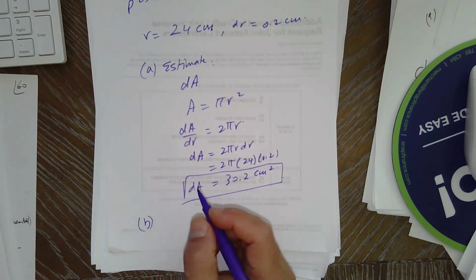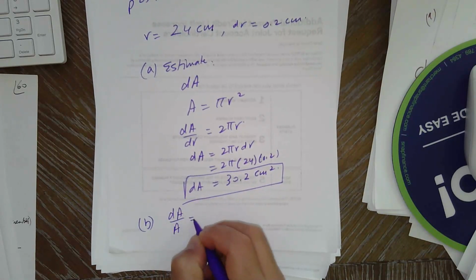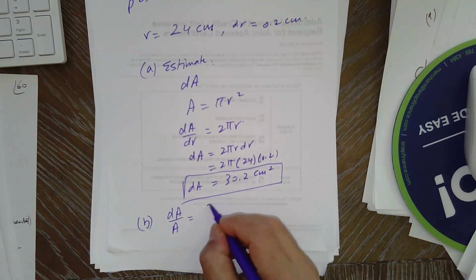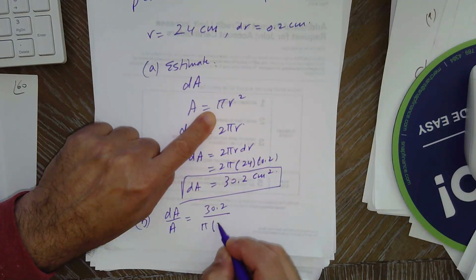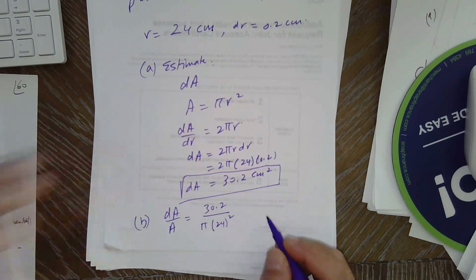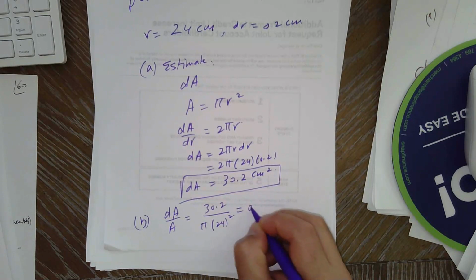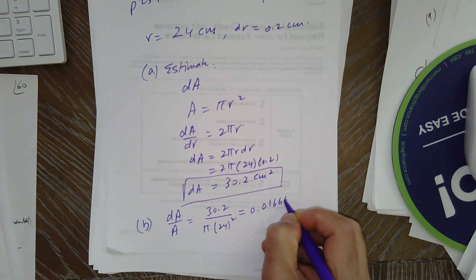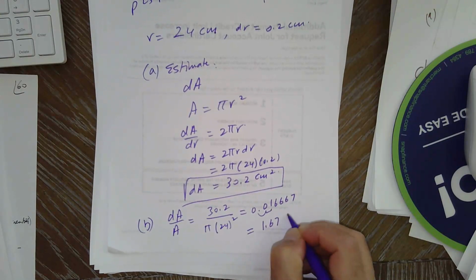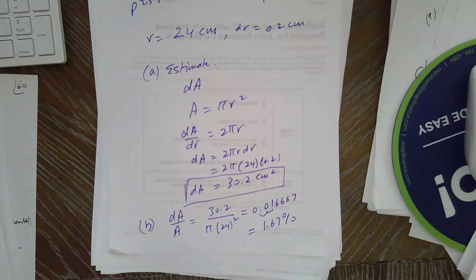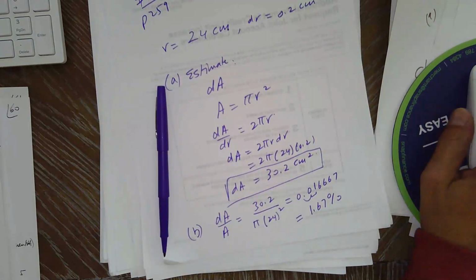Look at part B, it says what's the relative error and the percentage error. So relative error, again, it's estimate. Relative error is dA over A. dA is 30.2, found that. Area is pi r squared. That's the relative error, which is 0.016667. The percentage would be 1.67%. And that's it for 3.10, and that's it actually for chapter 10.